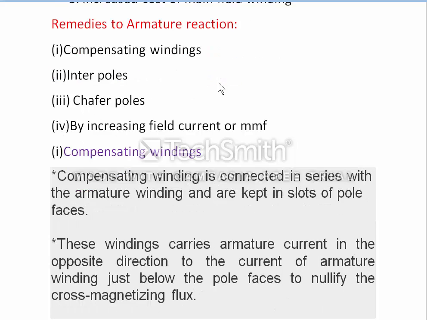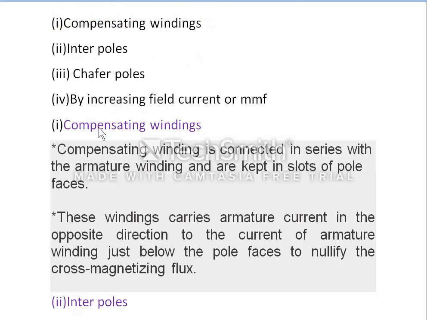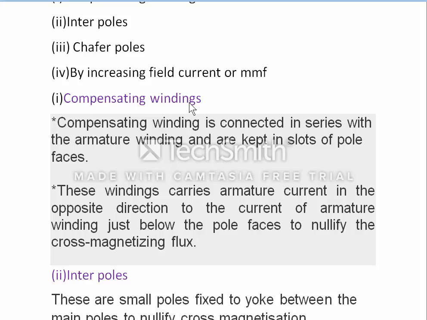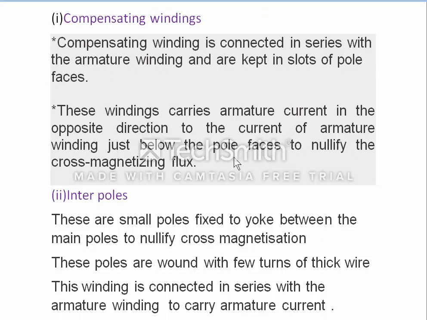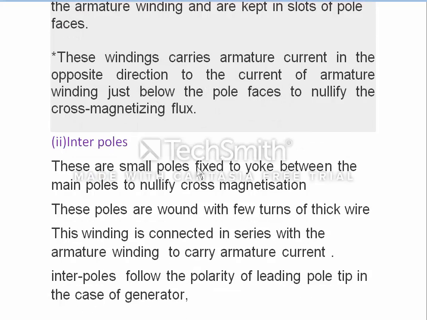Remedies for the armature reaction: compensating windings, interpoles, Chaffer poles, and increasing the field current or MMF. First, let me discuss the compensating winding. Compensating winding is connected in series with the armature winding and is kept in slots of main pole faces. These windings carry the armature current in the opposite direction to the current of the armature winding just below the pole faces to nullify the cross magnetizing flux.